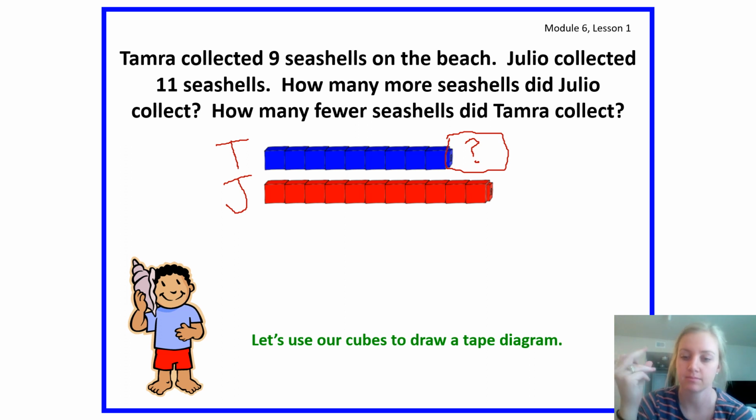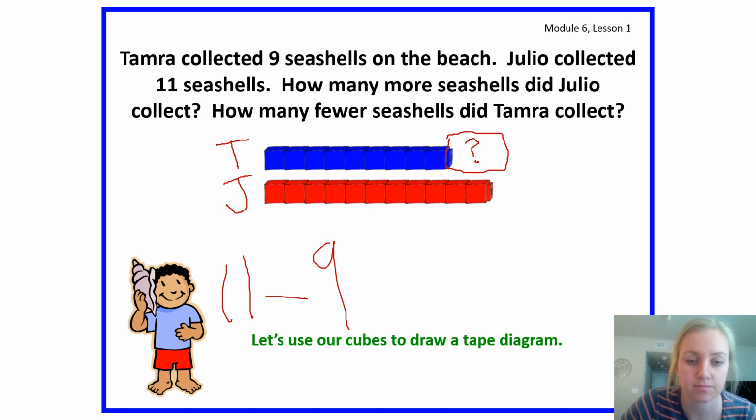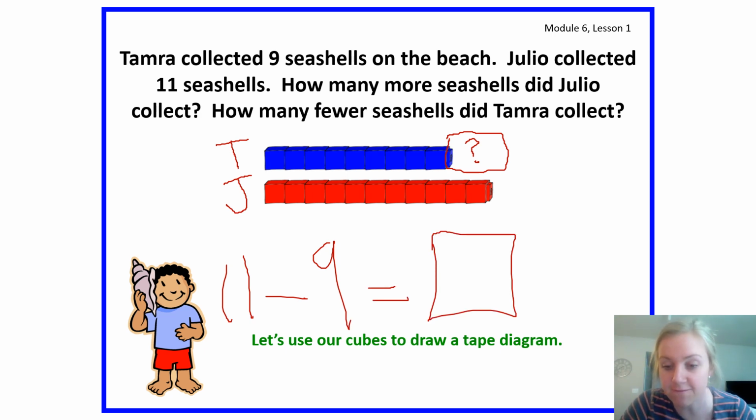Get ready. Yes, 11 minus 9 equals mystery box. I'll write that minus problem. Now, what's the easiest, quickest, most efficient way for me to find this answer? Do I want to count backwards from 11 all the way back to 9? Or do I want to count on? Get 9 going and count on to 11. 9, 10, 11. So 11 minus 9 equals, yes, 2.